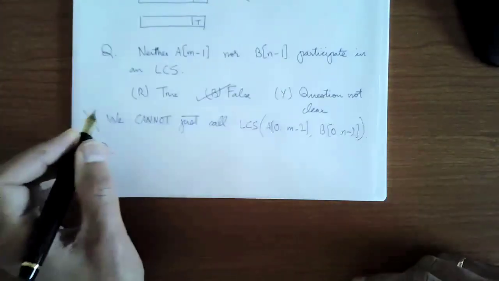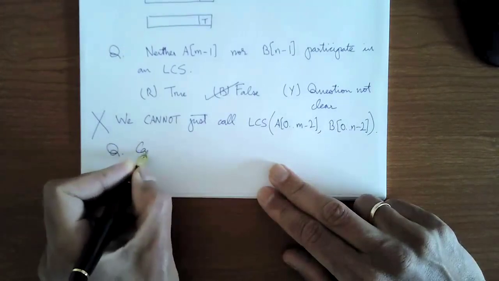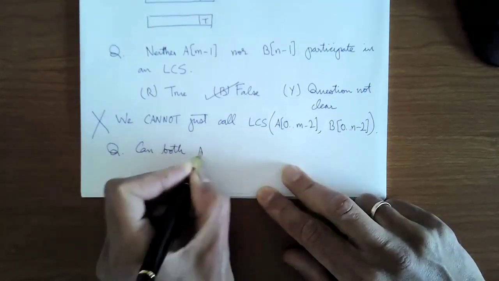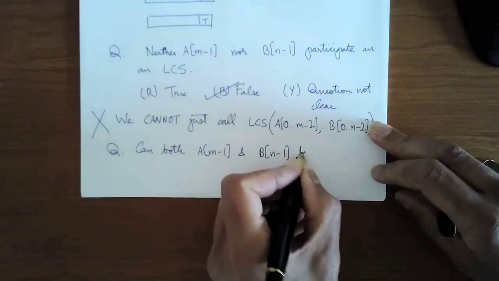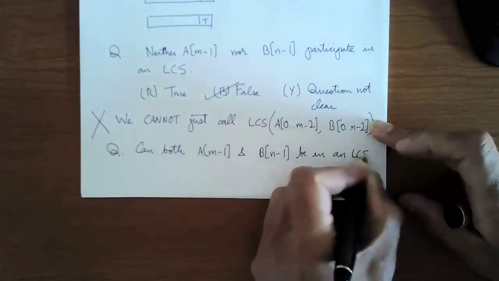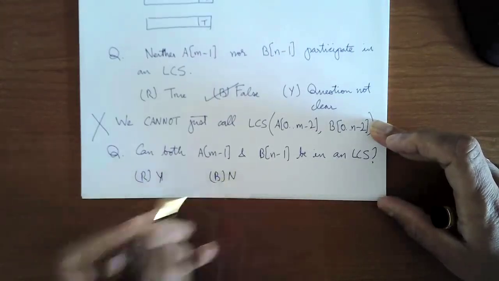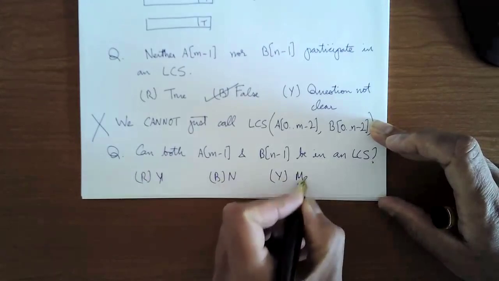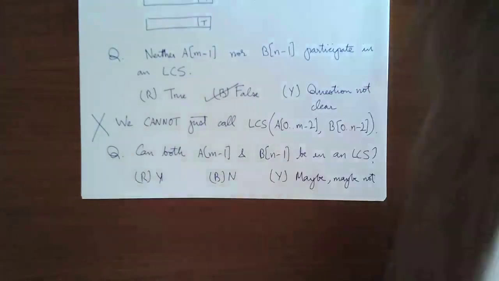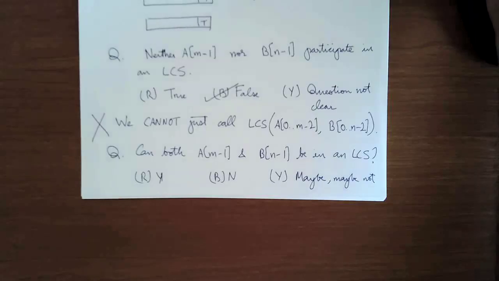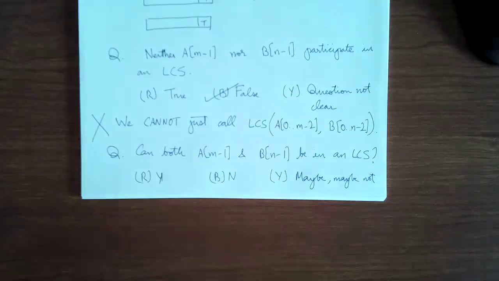And this is maybe a very simple question, but never wrong to ask something that is easy. Can both a_{m-1} and b_{n-1} be in an LCS? Yes, no, maybe, but maybe not. Can both of these be present?